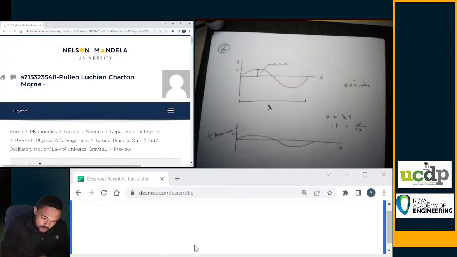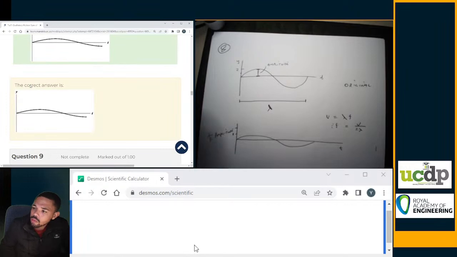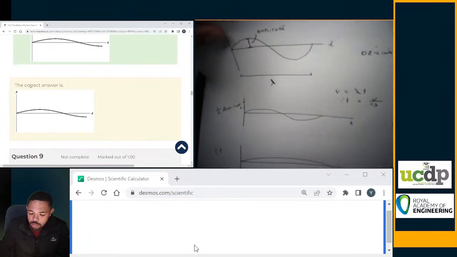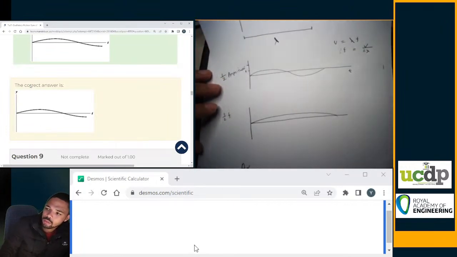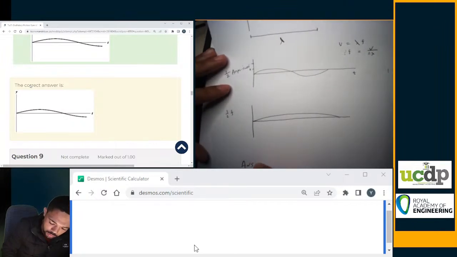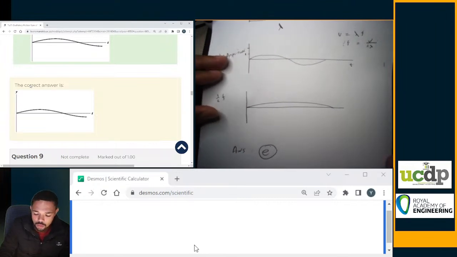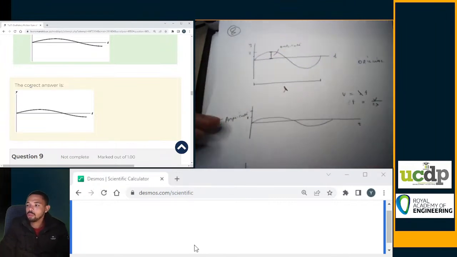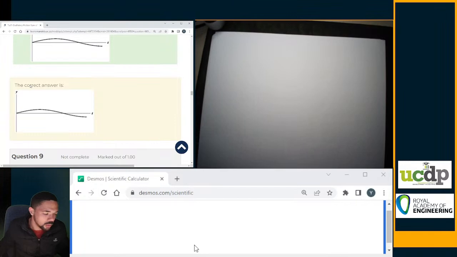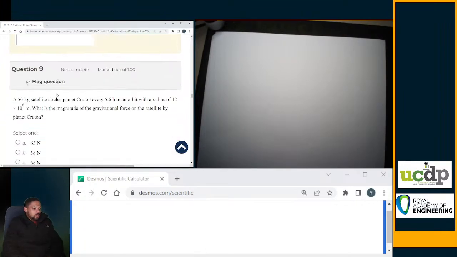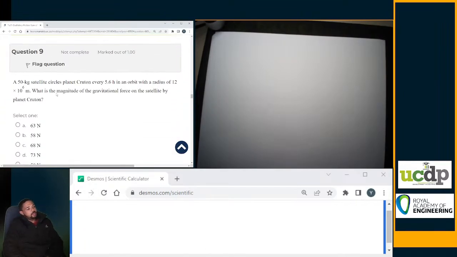So the answer for 8 is E, because the wavelength is doubled and the frequency is halved, which means the wavelength is doubled.